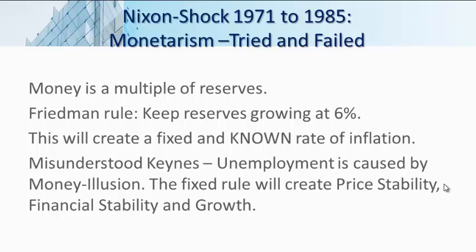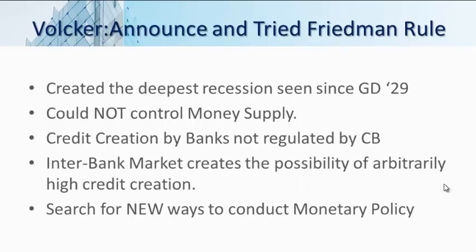So this was the idea of the Friedman rule. Volcker announced that he was going to follow this rule for the moment. And this failed because it created the greatest depression. It did bring down the inflation rate, but it also caused a huge amount of depression. Volcker kept thinking that this is a short-run phenomenon and it will wipe out, but it did not.